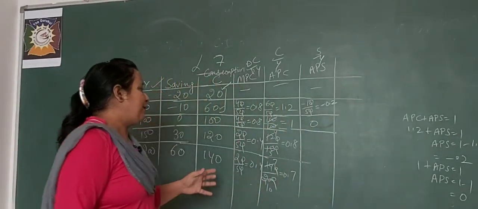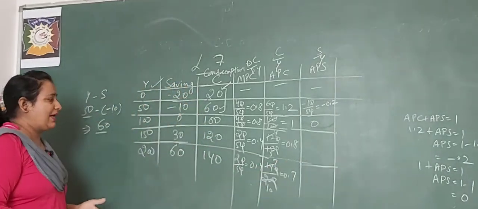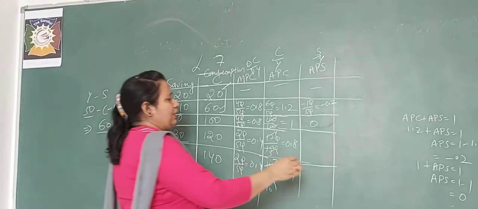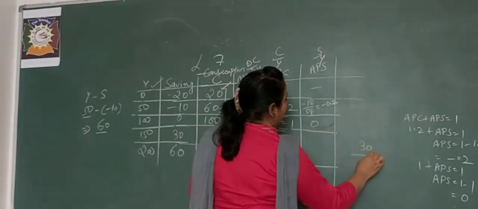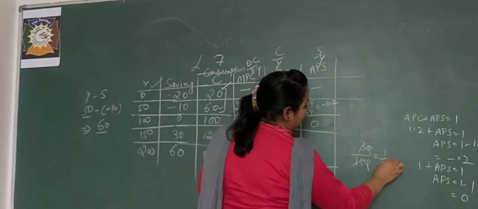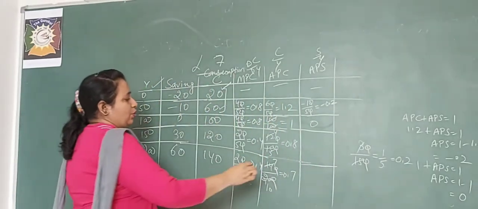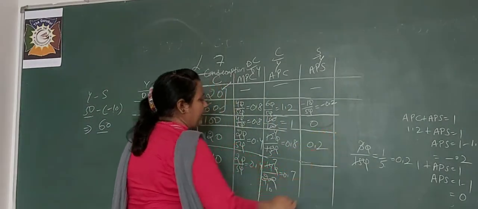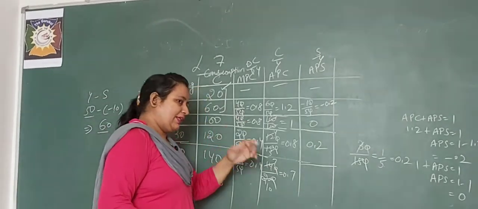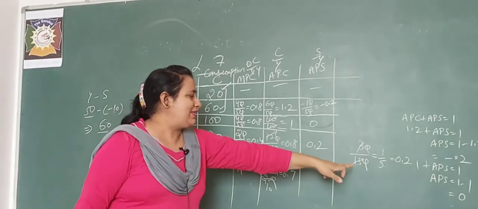Next, you will apply APS. APS is S upon Y, that is 30 upon 150, which is 1/5. It means 0.2. If I find it using APC plus APS is equal to 1, APC is 0.8 and APS will be 0.2.